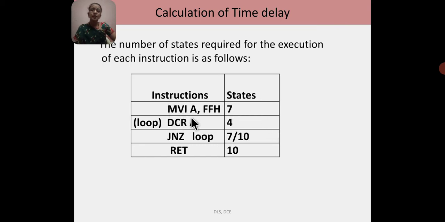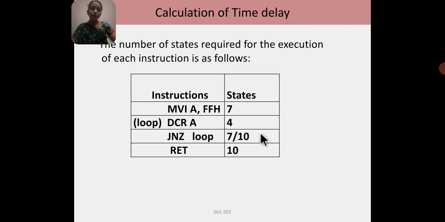In this case, to execute the MVI A, FFH instruction, a microprocessor requires 7 T states, and for the decrement A instruction it requires 4 T states. For the JNZ loop instruction, we have mentioned 2 T state values, one is 7 and another one is 10.